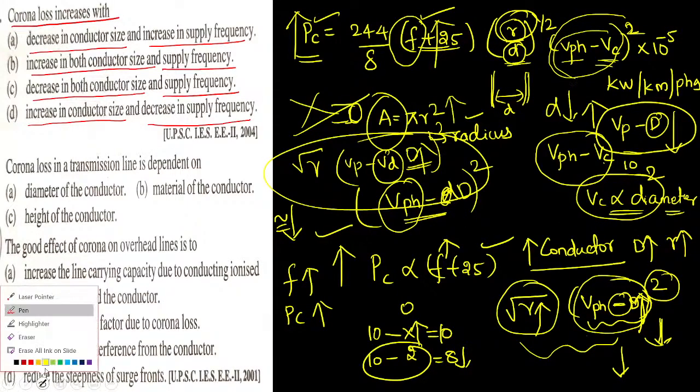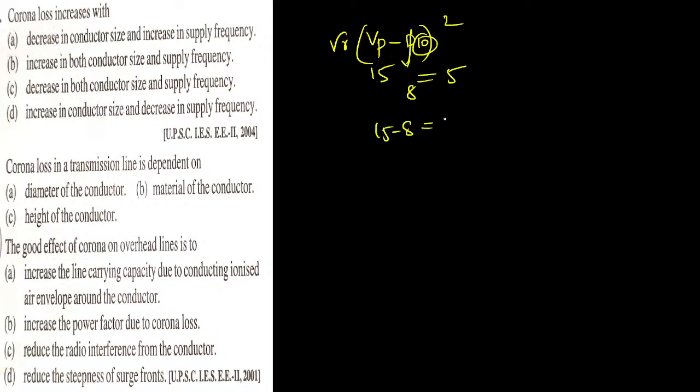You also understood. Let me explain it one more bit. Finally, here the per phase voltage minus critical disruptive voltage, whole power 2, into square root of r. Now the initial value is 10 and this value is 15. So 15 minus 10 is 5. Now this 10, you decrease it to 8. Then 15 minus 8 is 7.